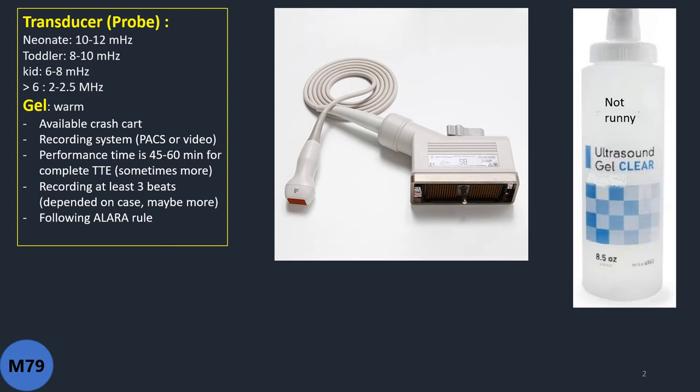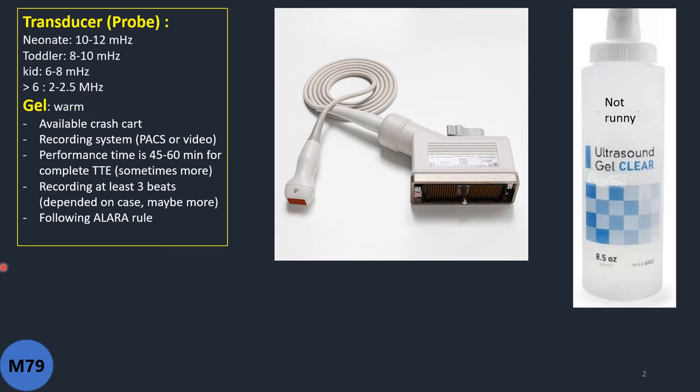About how long it takes for a pediatric echo, the average is 45 to 60 minutes, but it depends on the case and the indication of the study. It can be variable, sometimes 10 minutes just to follow up a PDA, or if there is some sophisticated congenital heart disease, it sometimes goes 1 or 2 hours or more.